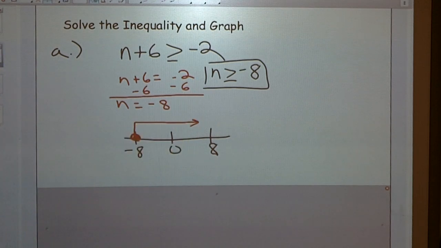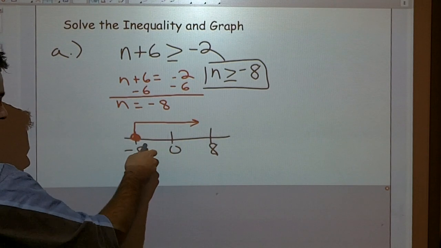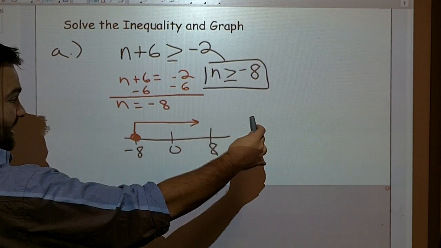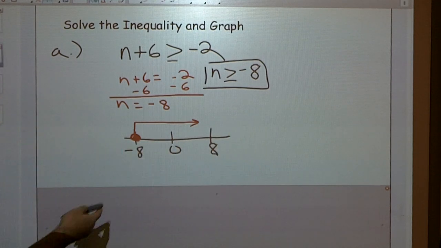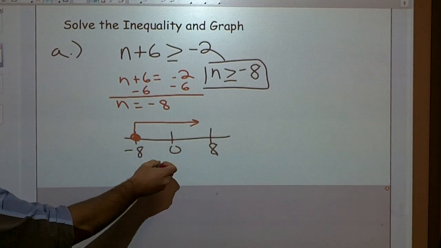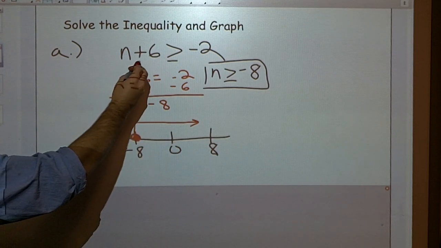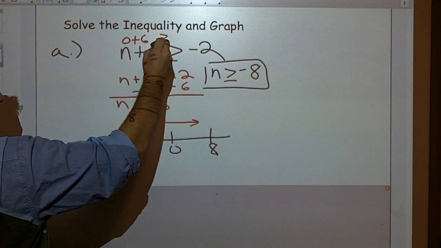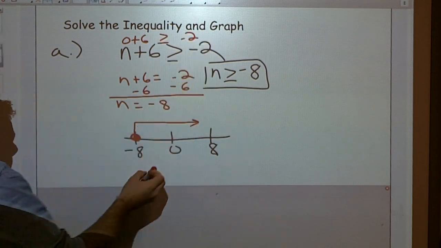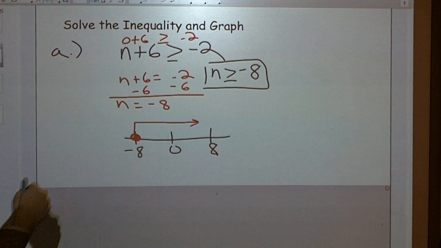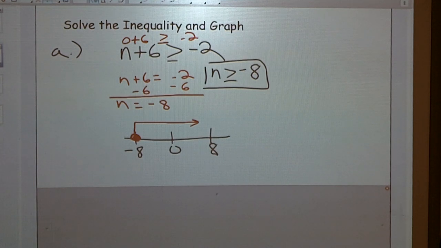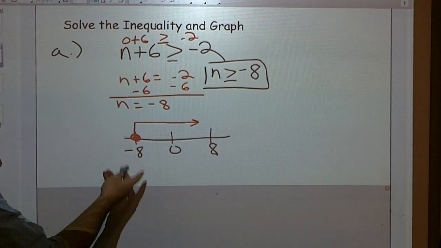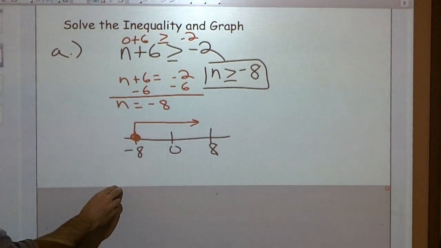If we wanted to check, again, we can pick any number that is greater than negative 8. I think it's easy to kind of pick 0. In our case, if we pick 0, 0 plus 6, is that greater than or equal to negative 2? Yes, it is, so we know we've got this one correct. So this is our solution, this is our graph, and this is our check. Some of these are a little bit easier. You may not need to even check.